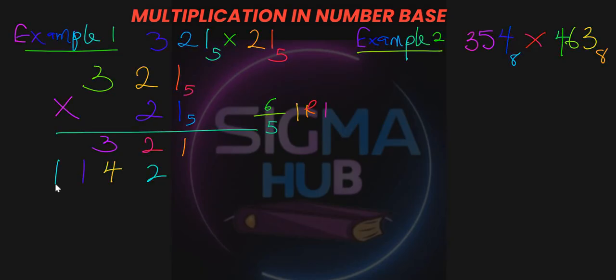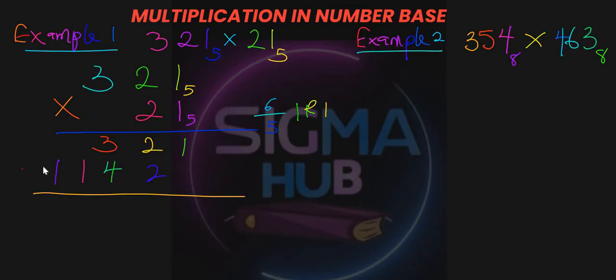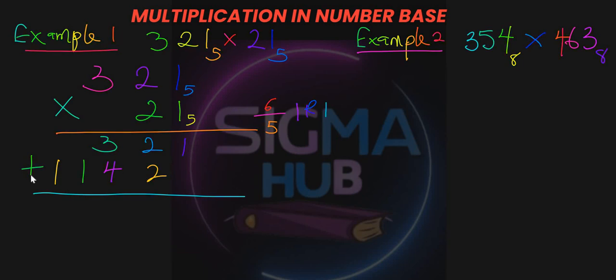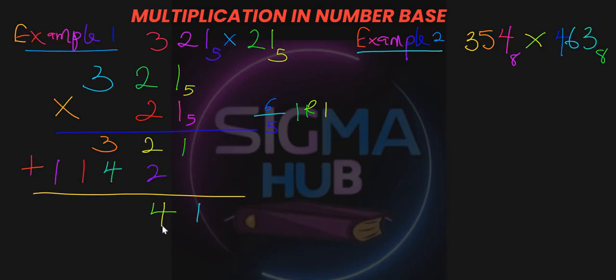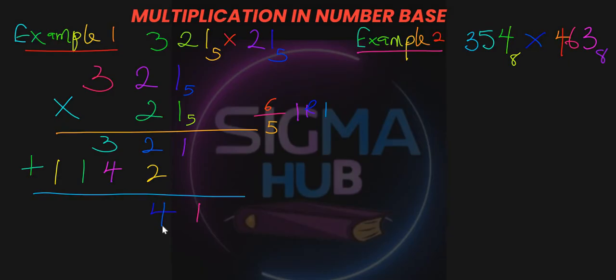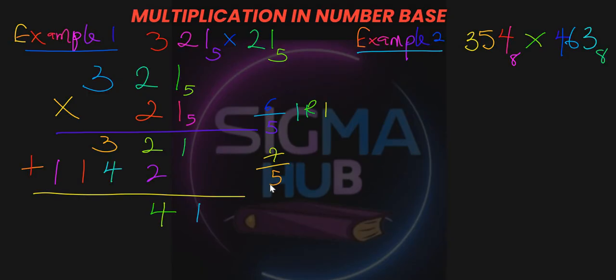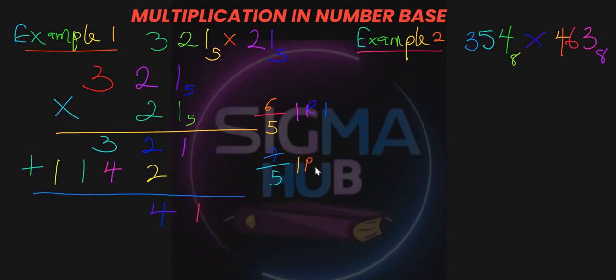Then you add everything all together. So the final answer is going to be 1. 2 plus 2 is going to be 4. 4 is a number in base 5. 3 plus 4 is 7. 7 is not a number in base 5. So I'm going to be converting it to a base 5 number by dividing it by the base, which is 5. 7 divided by 5 is going to be 1 remainder 2.